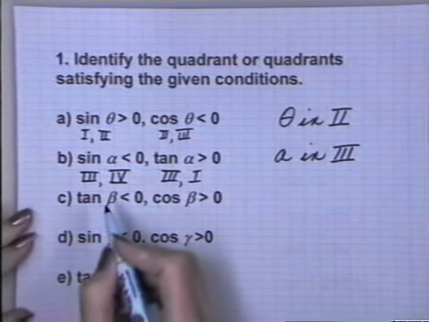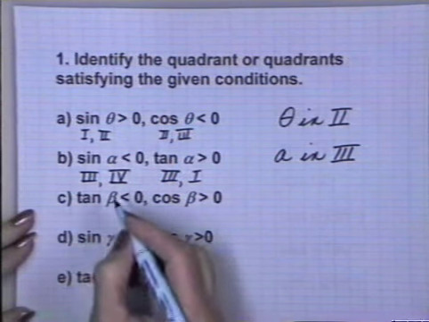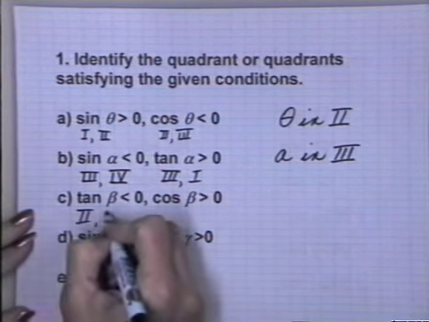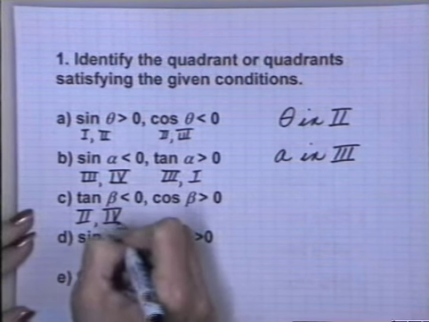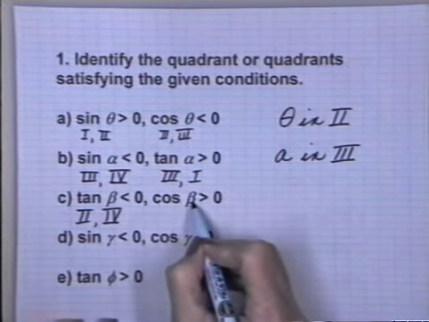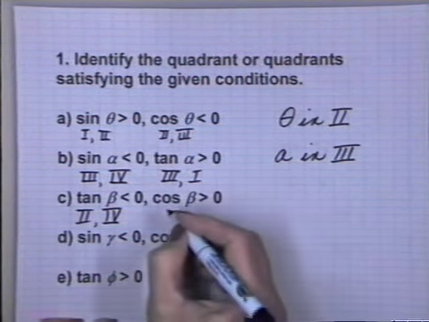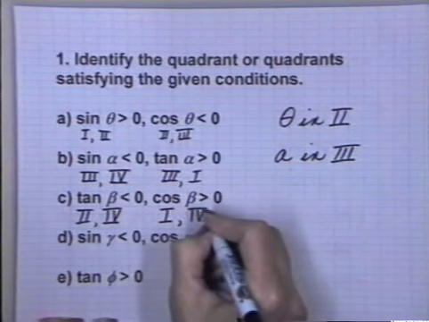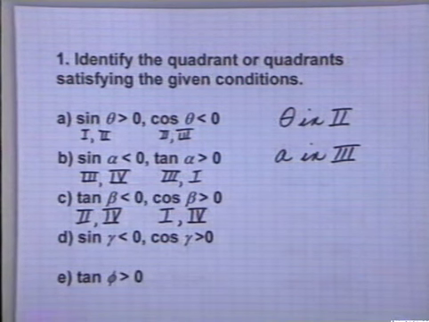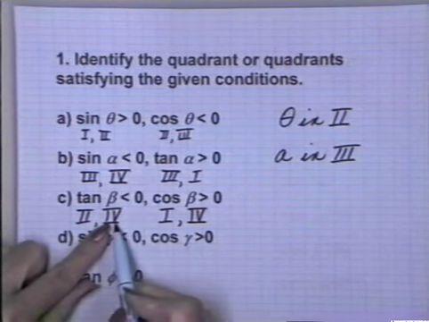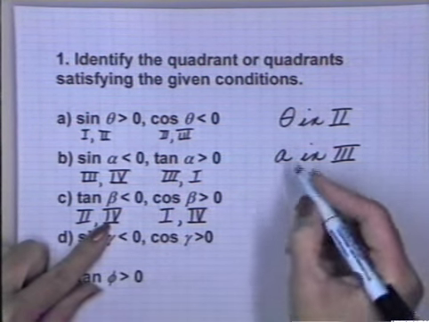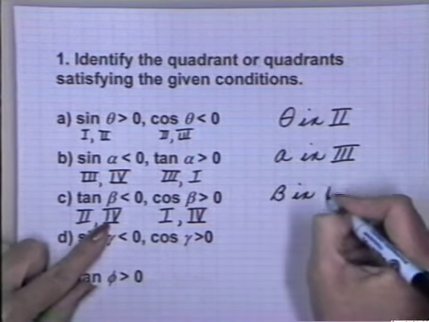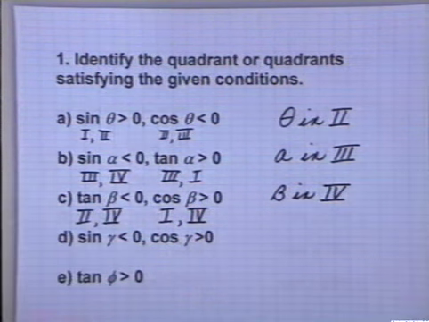On the C problem, the tangent of beta is less than 0, which means that beta would have to be in the second quadrant or the fourth quadrant. But we also know that the cosine of beta is greater than 0, which means that beta has to be in the first quadrant or the fourth quadrant. So the quadrant where the tangent is negative and the cosine is positive would be the fourth quadrant. So beta has a terminal side in the fourth quadrant.